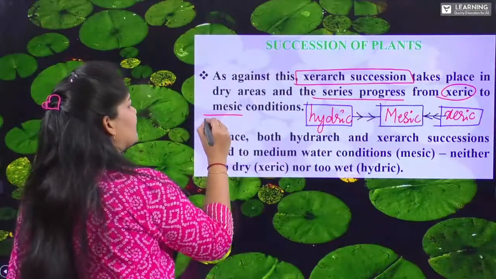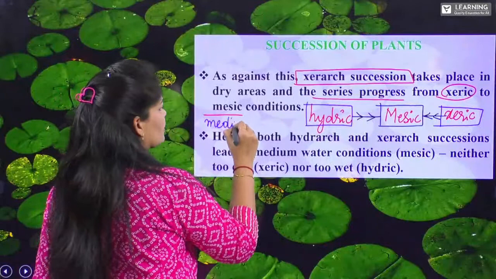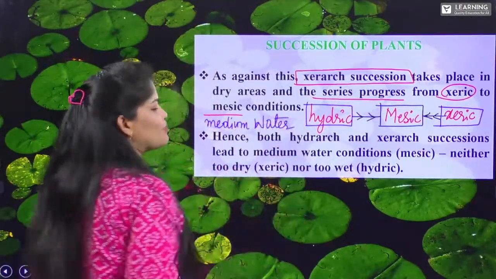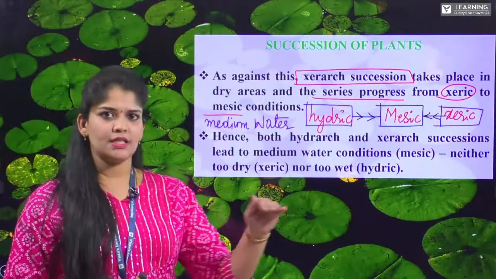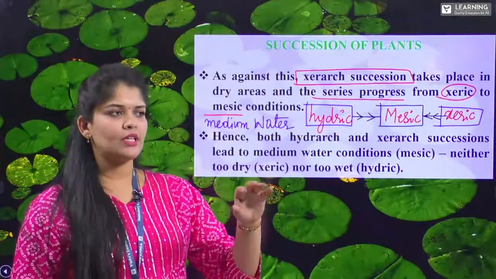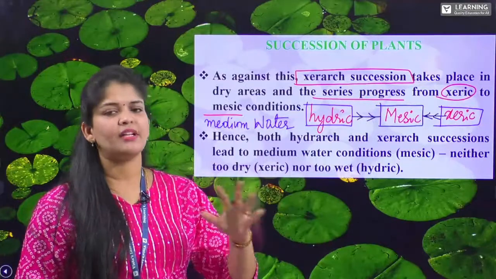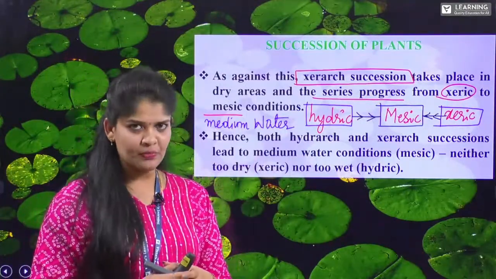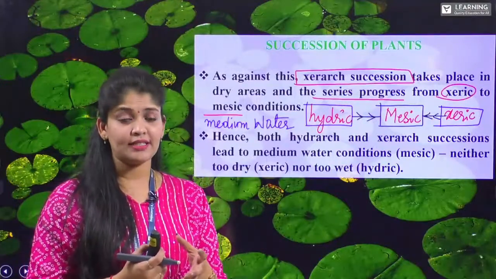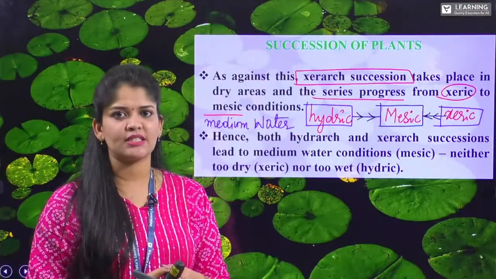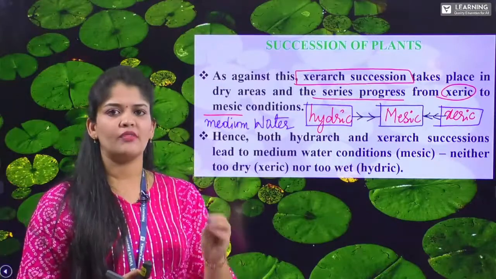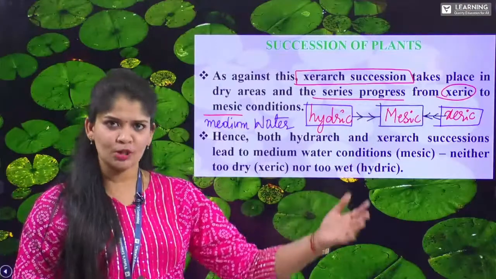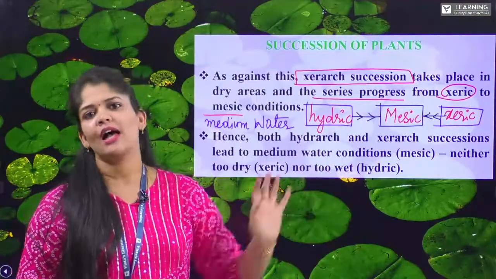What do you mean by mesic? Medium water. That means slowly the water ecosystem is going to convert into a terrestrial ecosystem, a land ecosystem. That means the land will support formation of trees. As we already said, the changes in the vegetation start from the phytoplanktons, then slowly progress towards the bryophytes, then pteridophytes, then gymnosperms, then well-developed angiosperms.